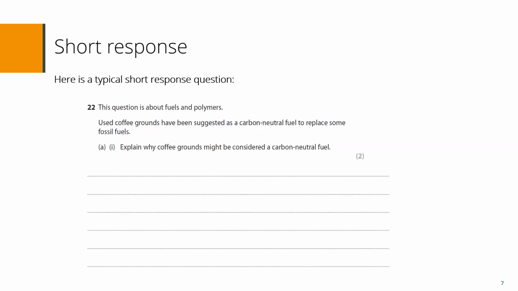If they don't put down a note saying that there's an answer elsewhere on the script, then it's highly likely that it will not be seen. And therefore, if there's work there that's worthy of credit, then they will probably not get the credit for it.